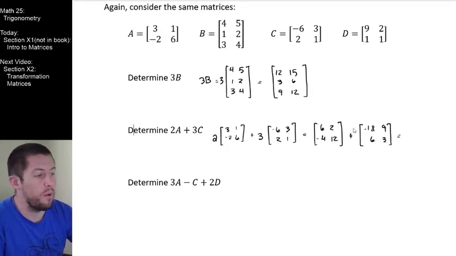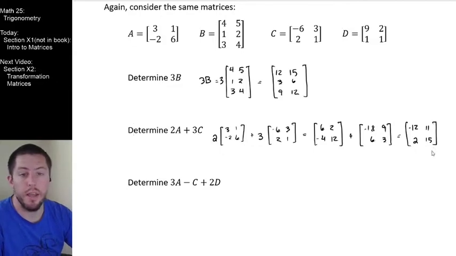And therefore we should be getting out when we add these two together. It looks like 6 and negative 18 gives me negative 12. 2 plus 9 is 11. Negative 4 and 6 is 2. 12 and 3 is 15. So there's my 2A plus 3C right there. And as our final computation down here, 3A minus C plus 2D. What I'm going to suggest is you should pause the video for a moment and do this and see if your answer matches mine.